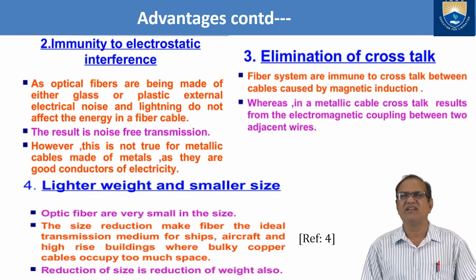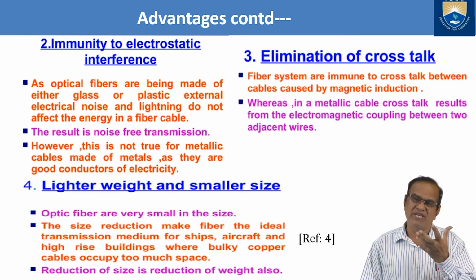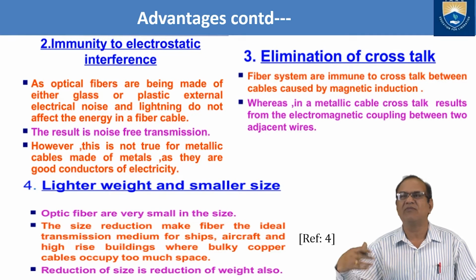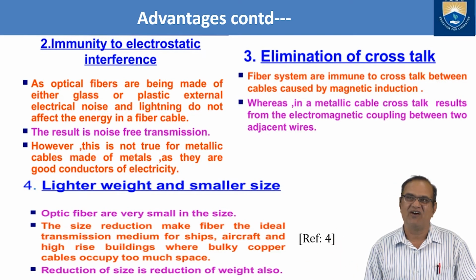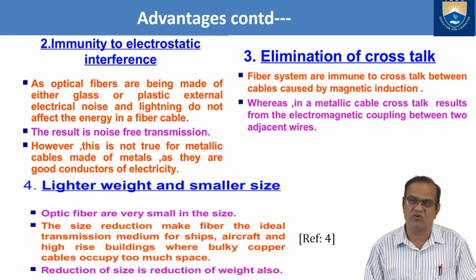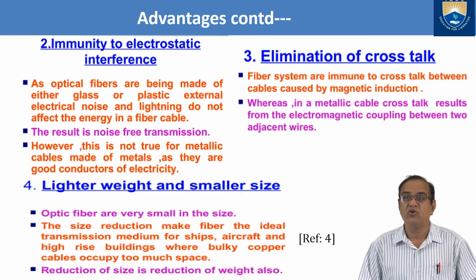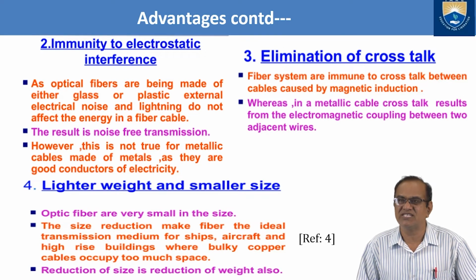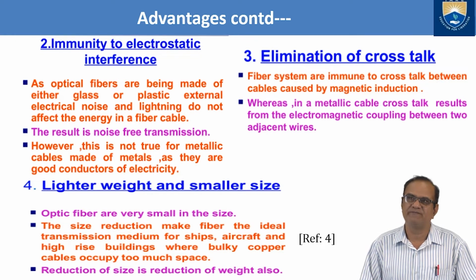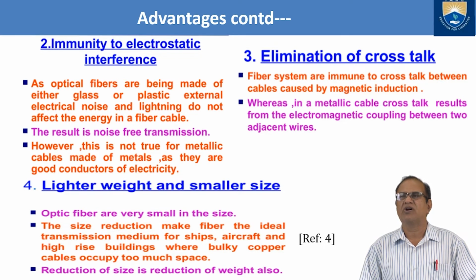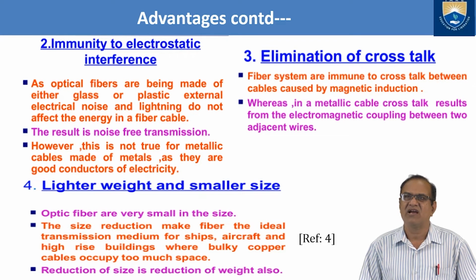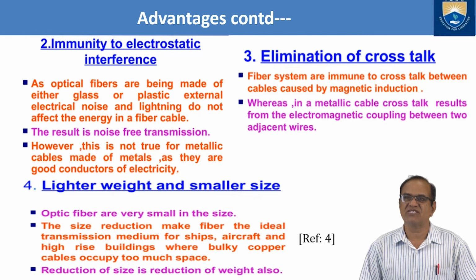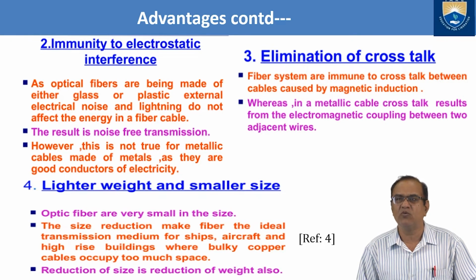Third one is the elimination of crosstalk. Sometimes what happens is we are calling someone by mobile, but someone else is also connected, and you are not aware. So the third person is listening to your words. If you are using fiber cables, crosstalk is tremendously reduced or avoided. Fiber systems are immune to crosstalk between cables caused by magnetic induction, whereas in a metallic cable, crosstalk results from the electromagnetic coupling between two adjacent wires.